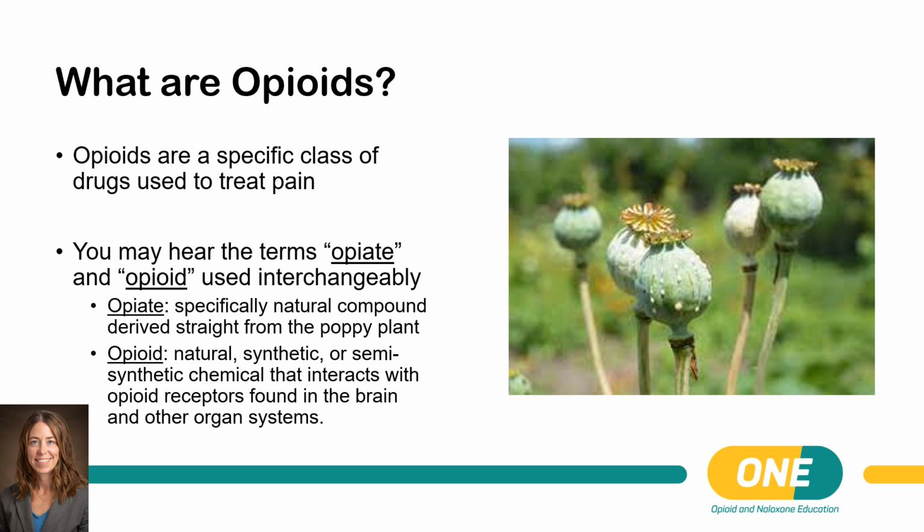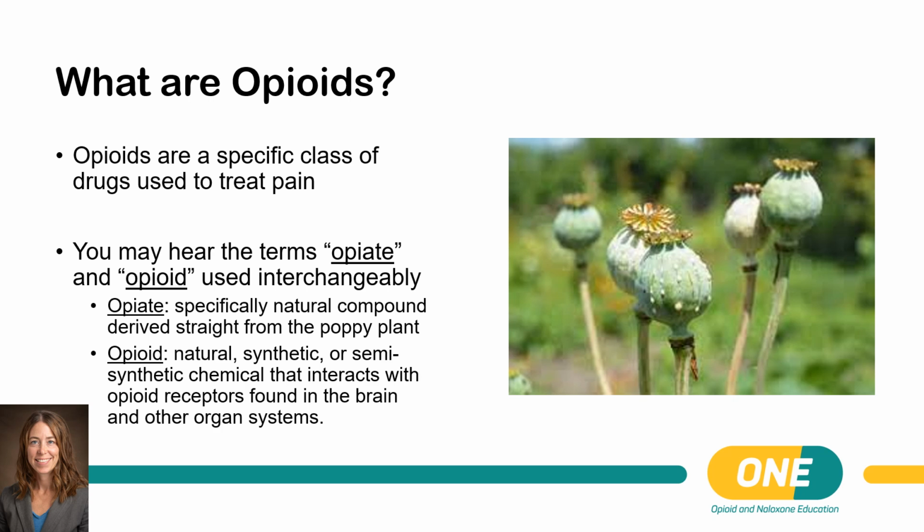In order to talk about opioid use disorder, we first need to understand what opioids are. Well, they are a specific class of medications used to treat pain, and they're derived from the poppy plant, also known as Papaver somniferum. You may hear the terms opiate and opioid used interchangeably throughout this training and elsewhere.